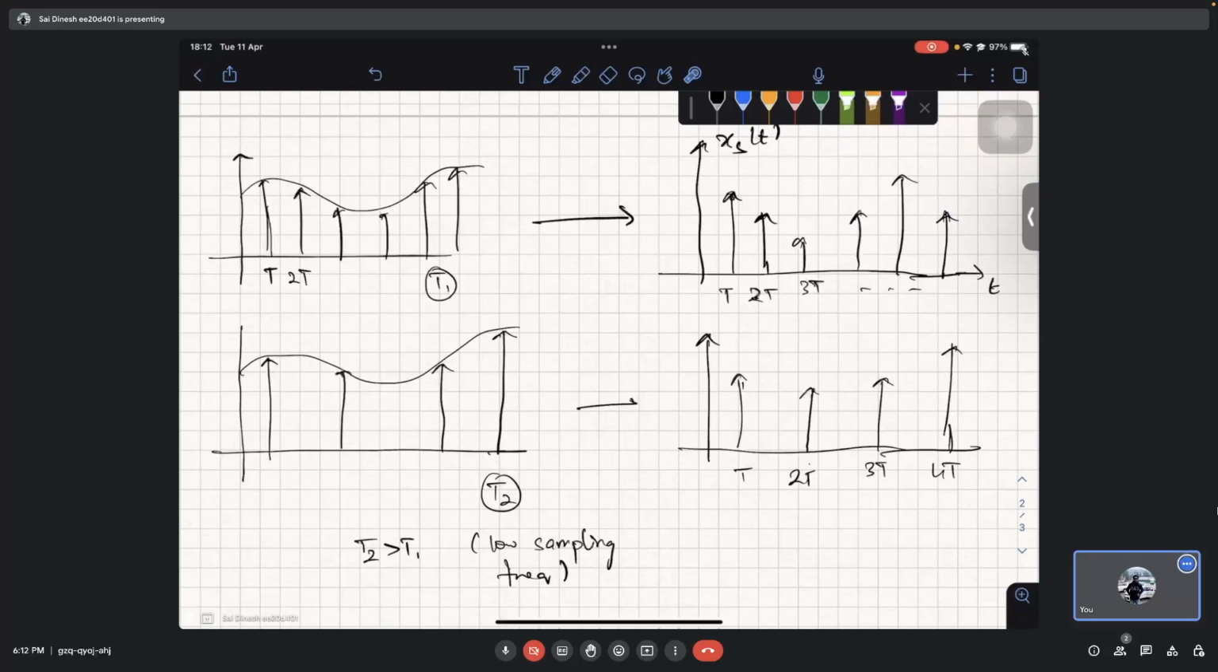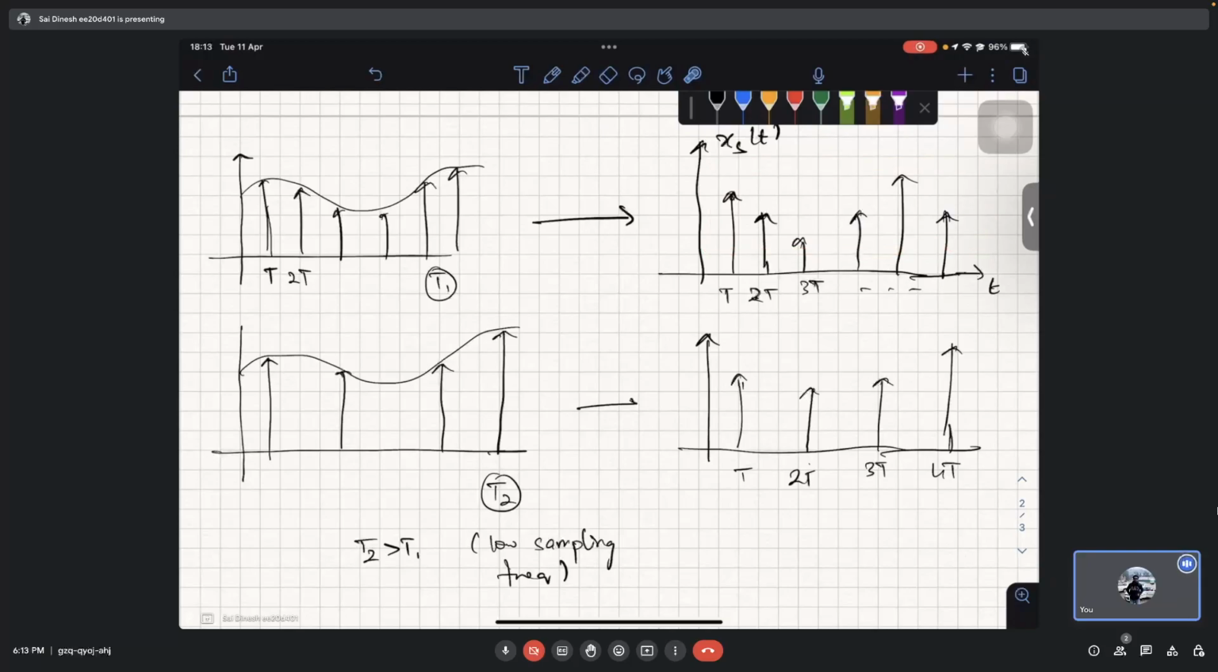So basically what we should ensure is that between two samples there should not be too much deviation, right? If the distance is more, it can have very high deviations, but if this distance is very small, it's not possible, right? So the frequency at which the signal changes determines the frequency at which we should sample the signal. This is the basic intuition, right?